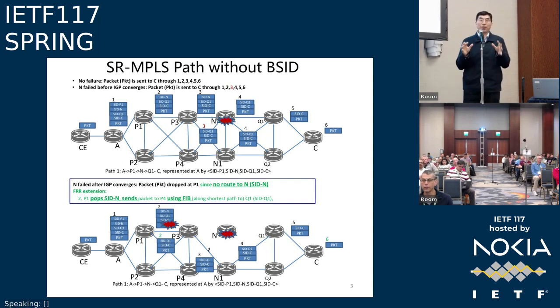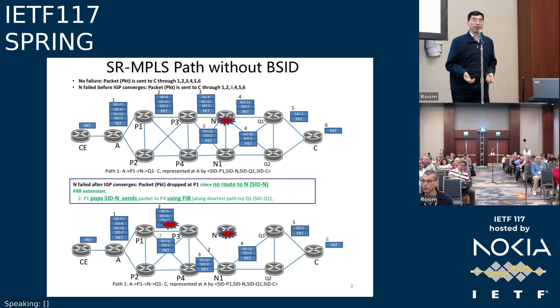However, after IGP convergence on the failure of node N, upstream node P1 will receive the packet from A and pop the node SID of P1. At this point, the top SID is the node SID of the failed node, and there's no forwarding entry for that node. So in this case, without the extension, node P1 will drop that packet. That's illustrated in the bottom figure.